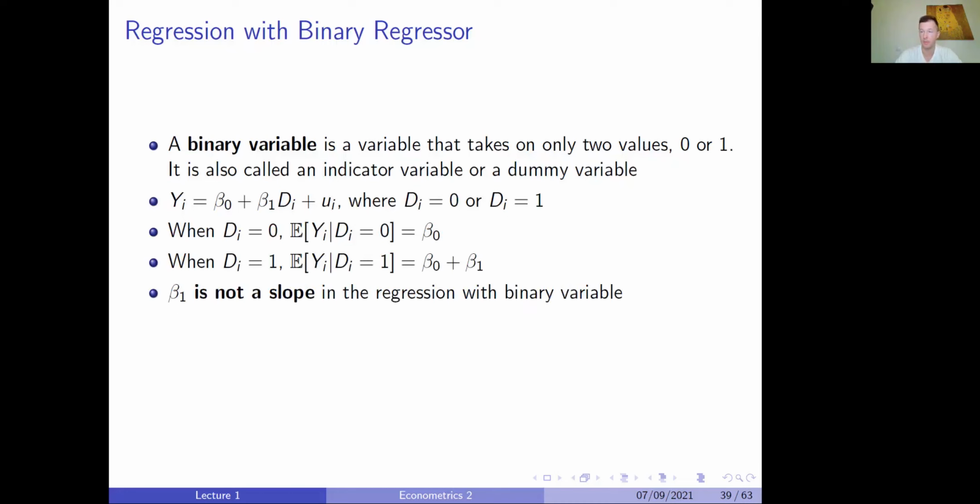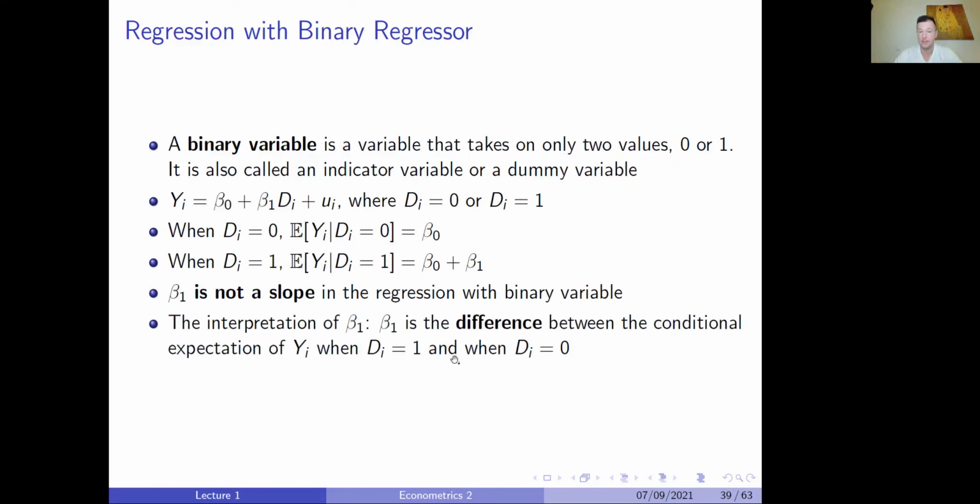So the meaning of beta 1 is now different. It's not a slope because there is no line. Now, it is the difference between the conditional expectation of y when d is 1 and when d is 0. So this is a difference between two populations. Let's say one population has d equals 0, another population has d equals 1, and beta 1 is the difference between these two populations.